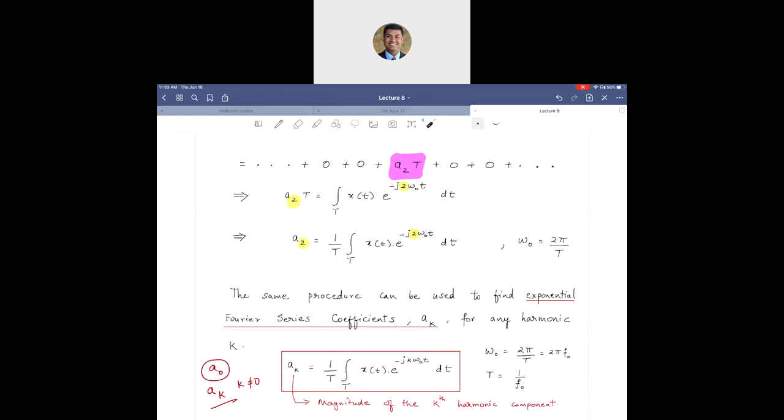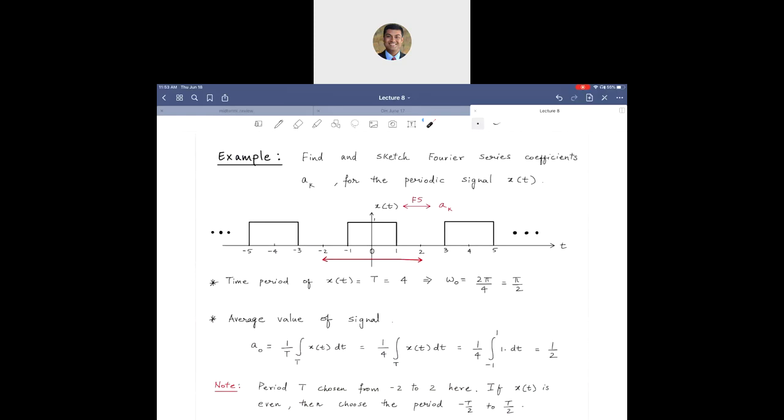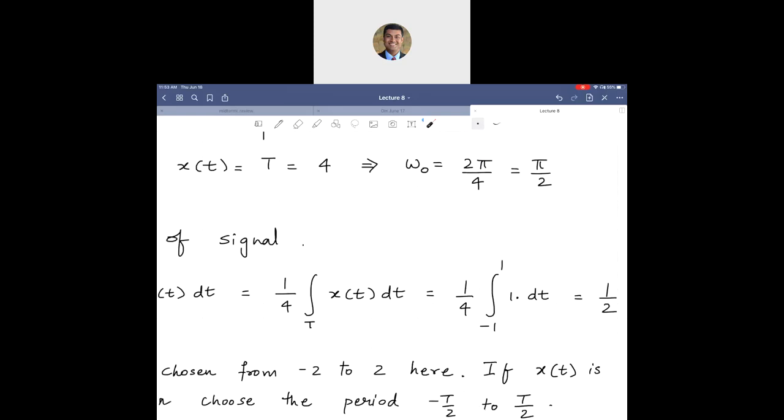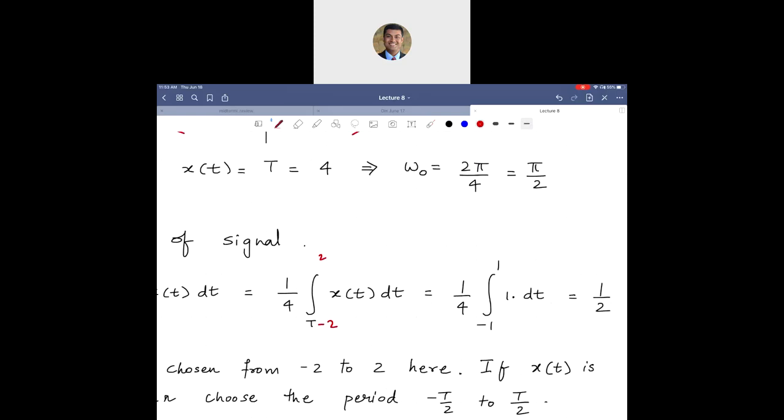Ryan asked a question in the chat box saying if x of t was not 0 from negative 2 to 2, would you integrate from negative 2 to 2? Yes. I should say I started off with negative 2 to 2 and then I changed that to negative 1 to 1 because other times it was 0.